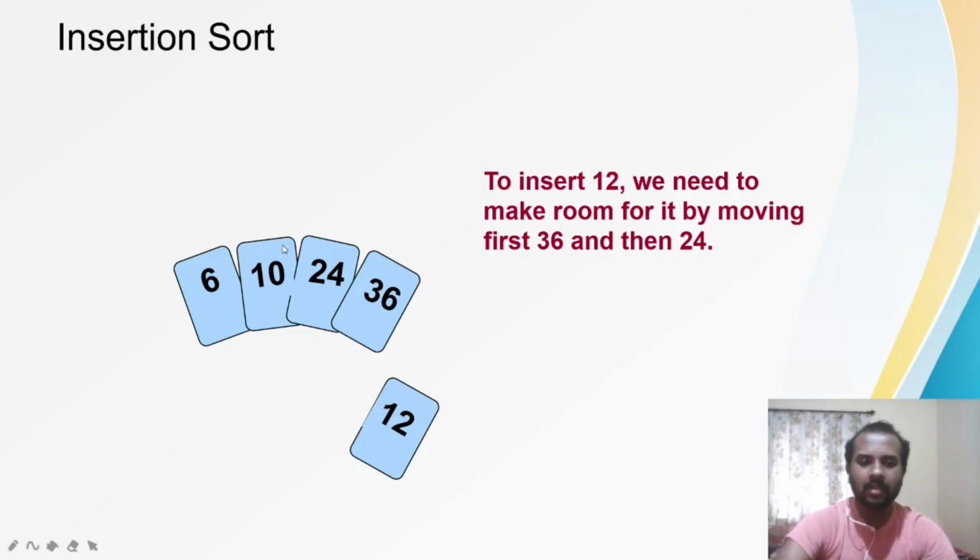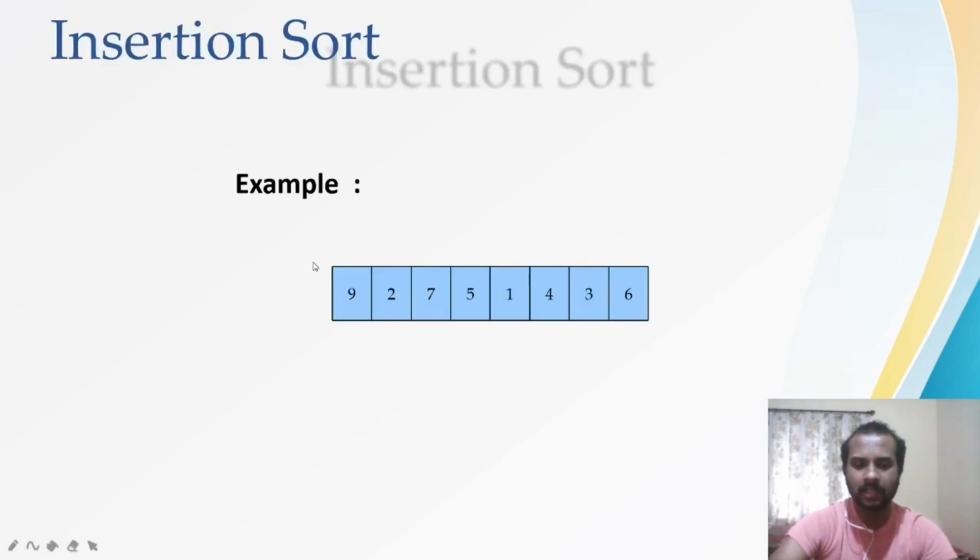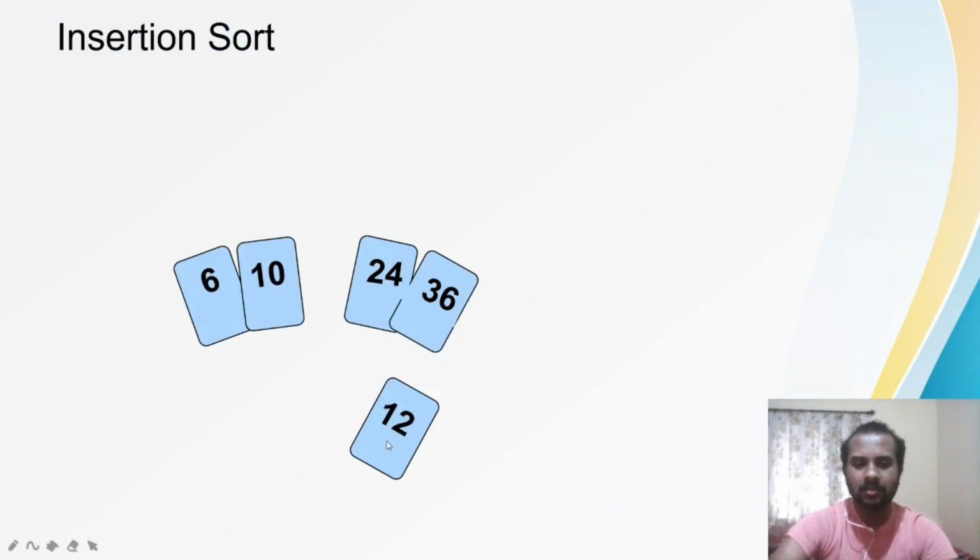Now I am going to compare 12 with the 10. Now 12 is greater, right? So I am going to place it right there. So 6, 10, 12, 24 and 36. I compared 36 with the 12; since 12 is smaller, I compared the 24 with the 12, and then again with the next element, that is the 10. The 10 is smaller, so I am going to insert it in between here.